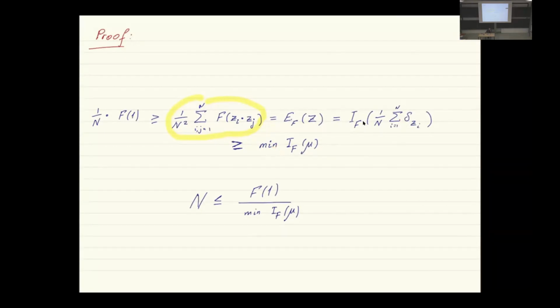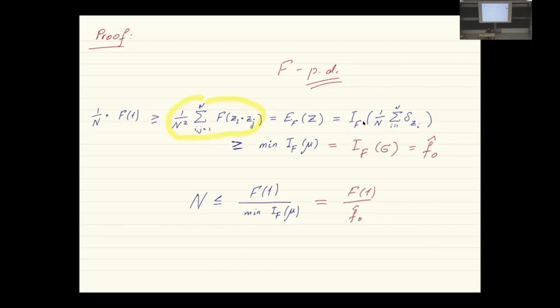And we've discussed that for positive definite functions, and our f is positive definite, the energy is minimized by sigma. And we also discussed that the minimal energy is actually equal to the zeroth Gegenbauer coefficient. So that is how we obtain this bound.